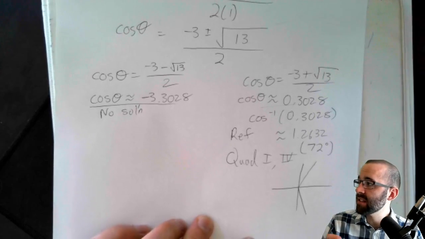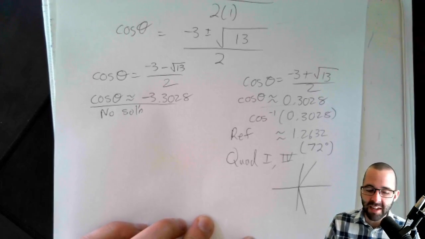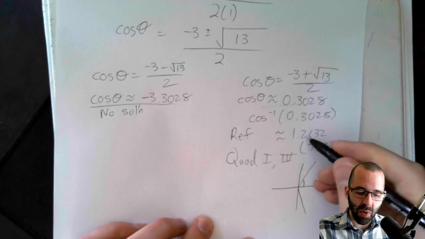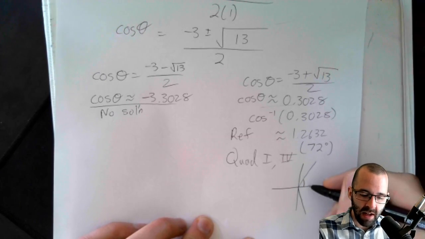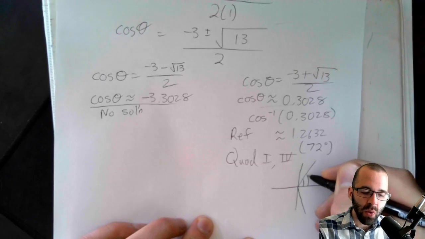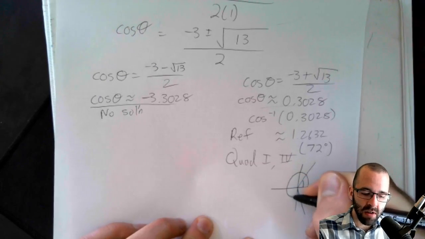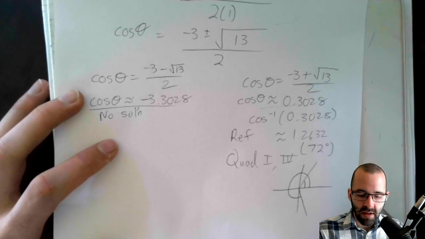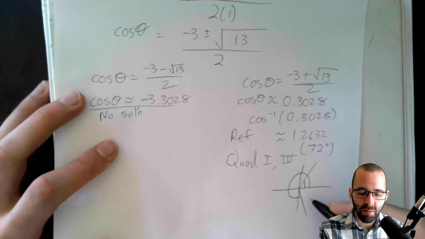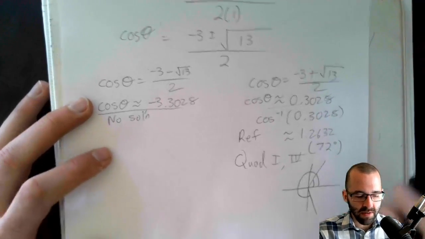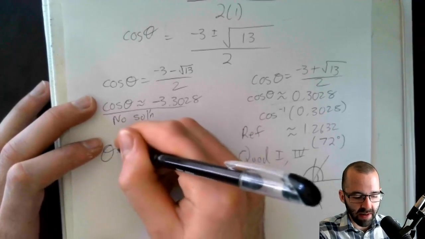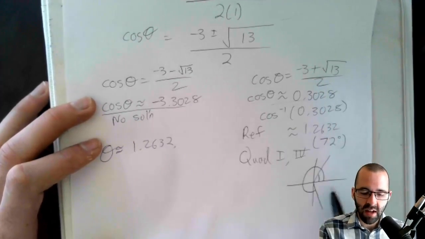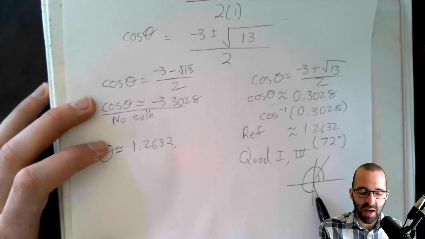And remember, we were asked specifically about the answers in the interval 0 to 2 pi. So one of them will be that 72 degrees, that 1.2632 radians. And the other one will be this big angle over here. There's a bunch of different ways of finding the big angle. Here, we can just start with the small angle. Theta is about 1.2632, we already found that. The angle in the fourth quadrant you can find in a couple different ways.